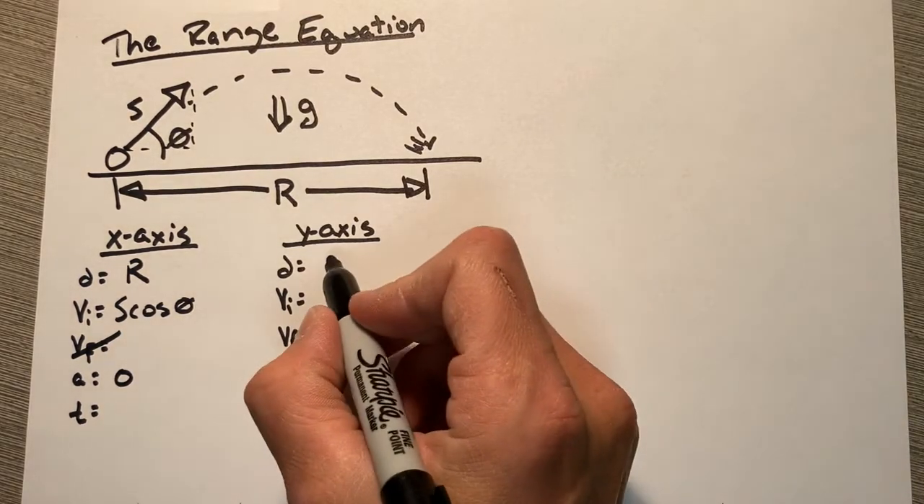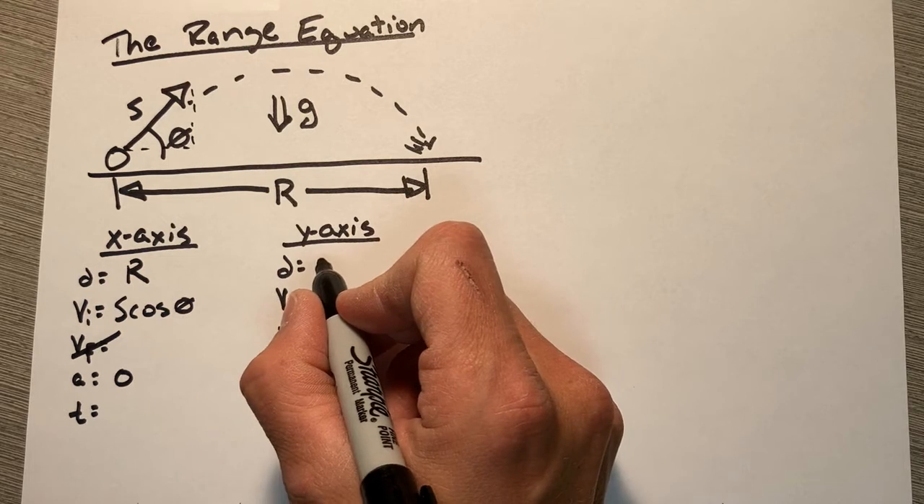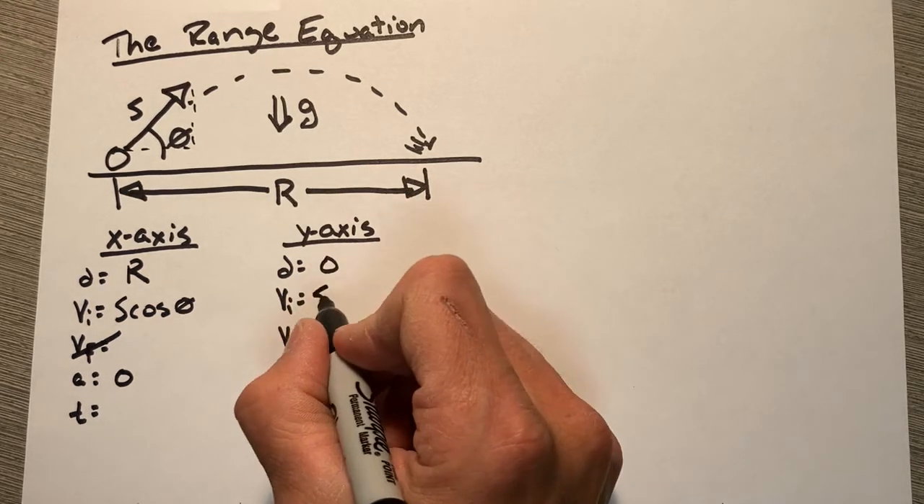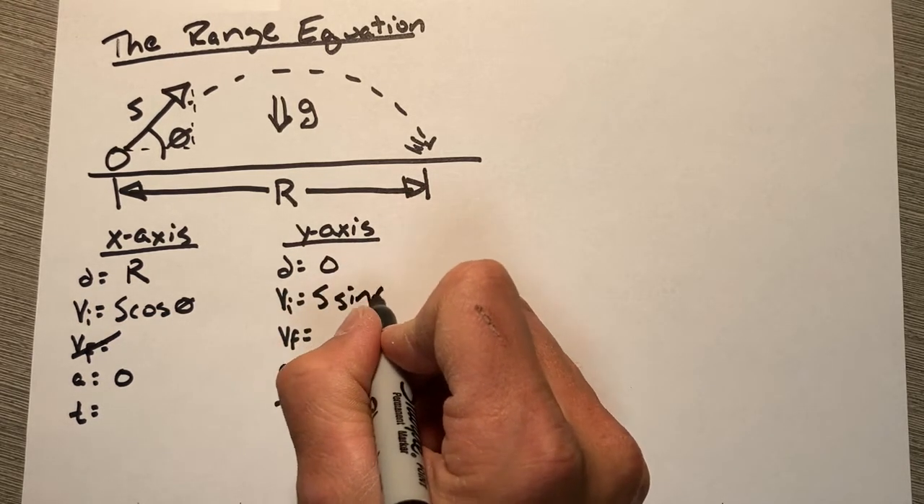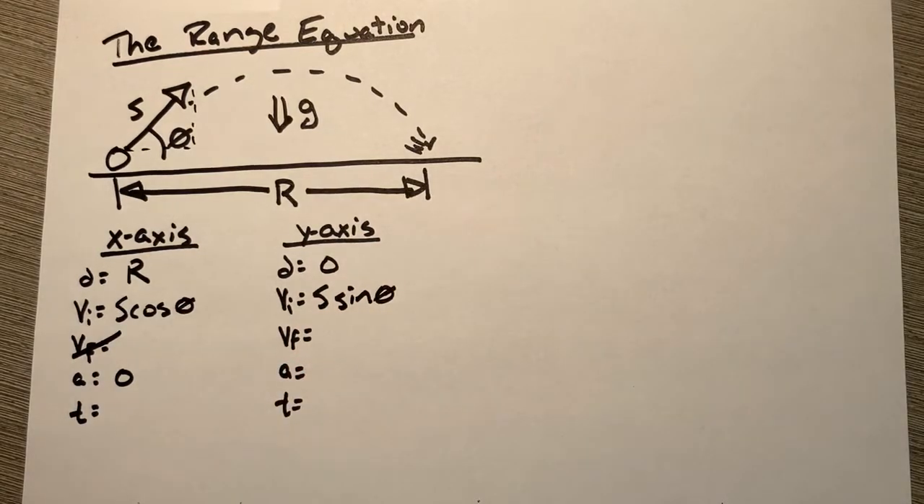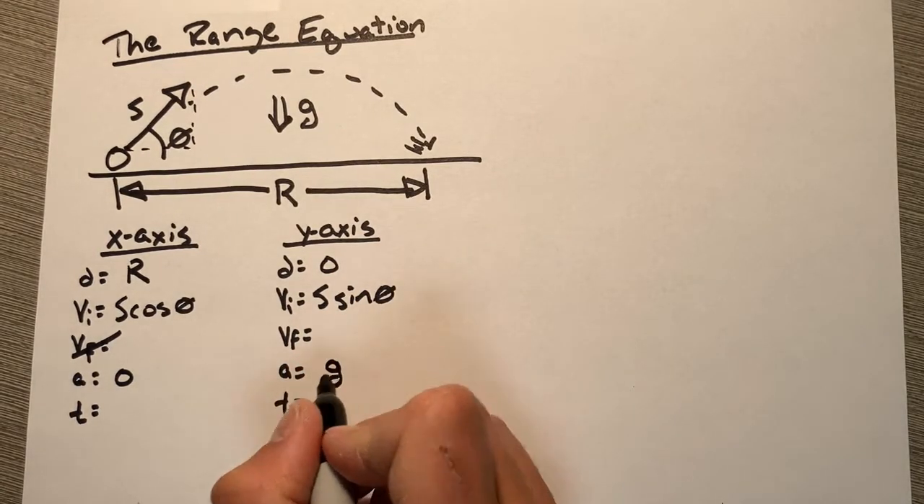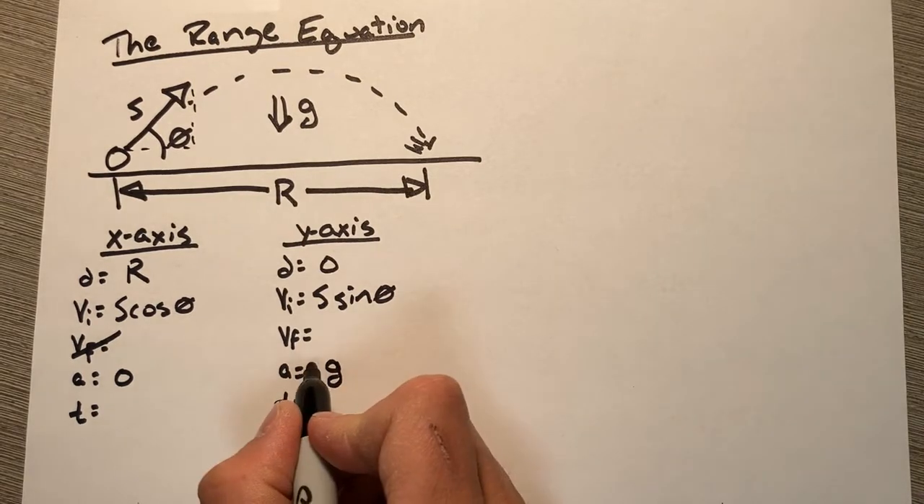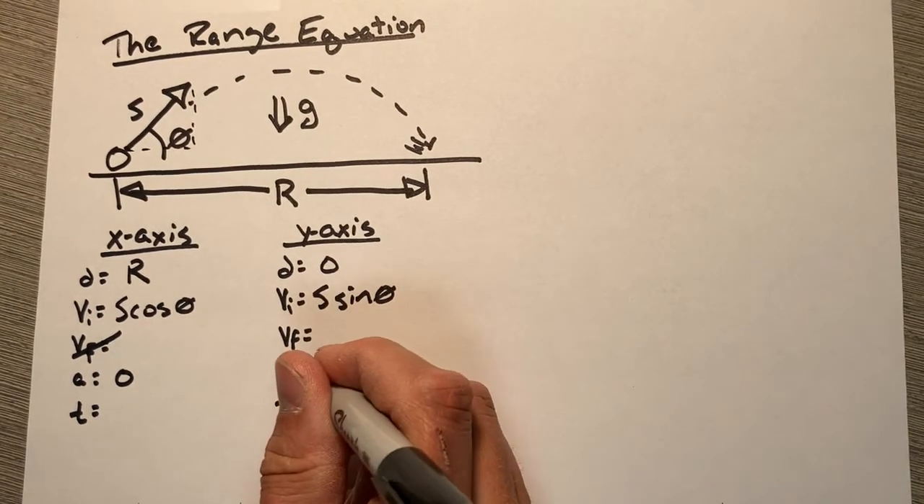Now on the y-axis, we know there's going to be no vertical displacement. We also know that the vertical initial velocity is going to be s sine theta. The acceleration is going to be g. We have to be careful here. It's downward, which makes it negative.